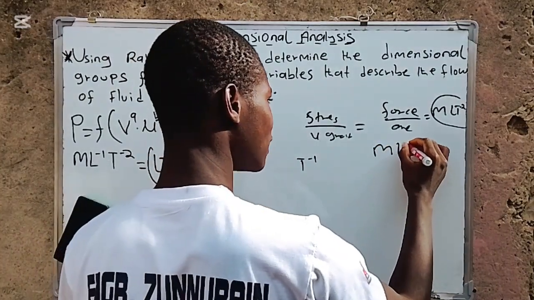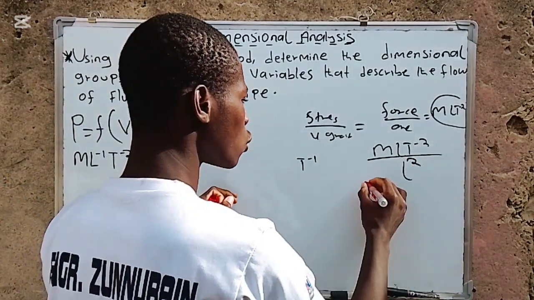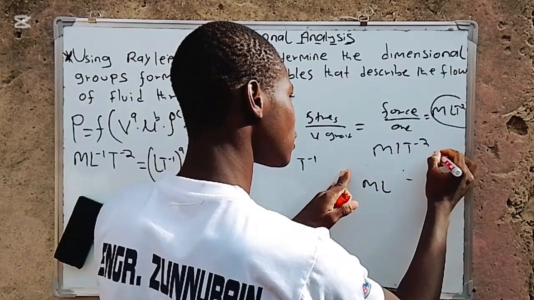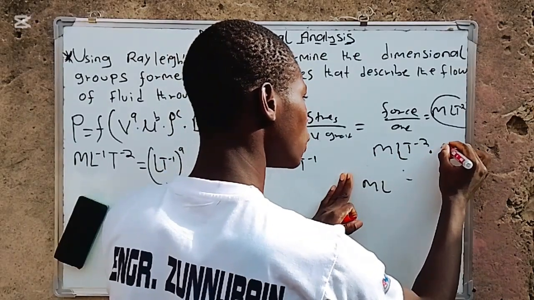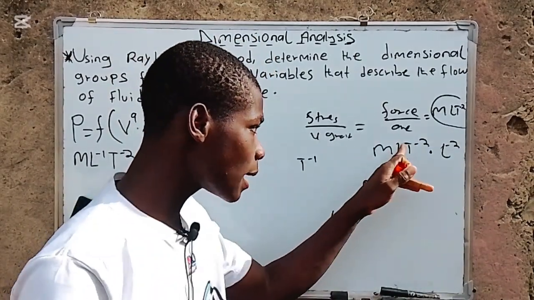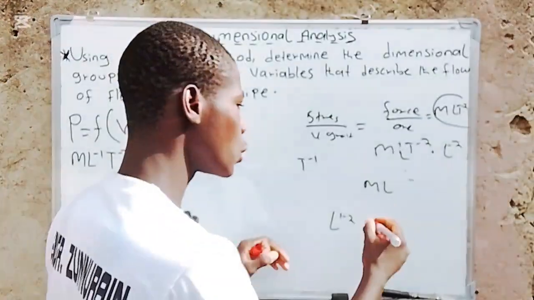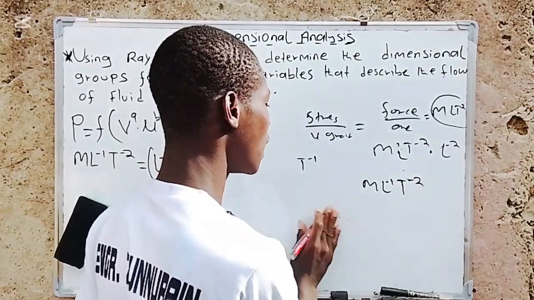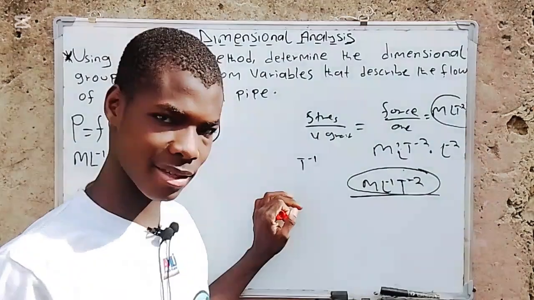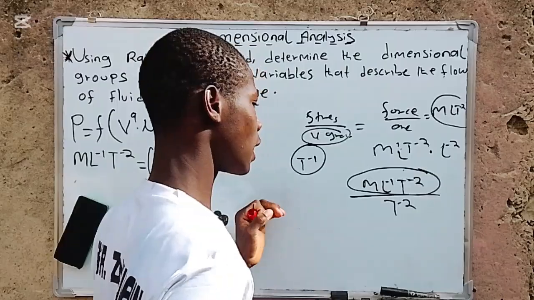So M L T to the negative 2 divided by area, which is L squared. So it will be M L to the, when it is multiplied like this, L to the negative 2, and this L is L to the 1, minus 2. This is the same thing as power 1. Please don't be confused. 1 minus 2 will be minus 2. So it will become M L to the minus 1 T to the minus 2, and therefore divided by this velocity gradient. This is the value of stress, which is force over area. So this is the velocity gradient, T to the negative what? Negative this.